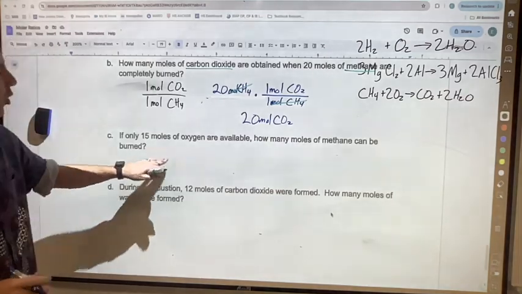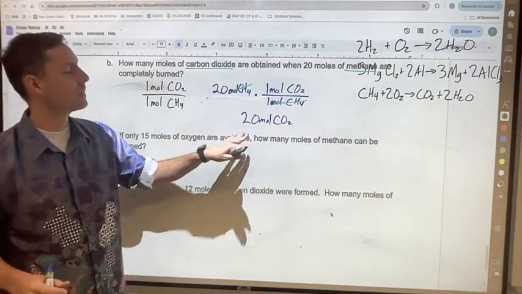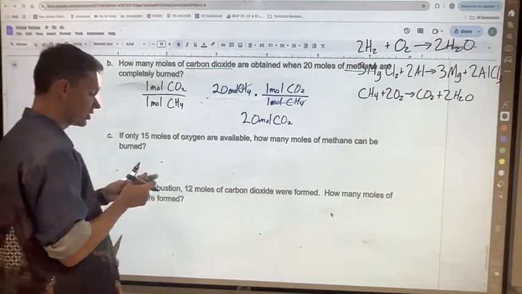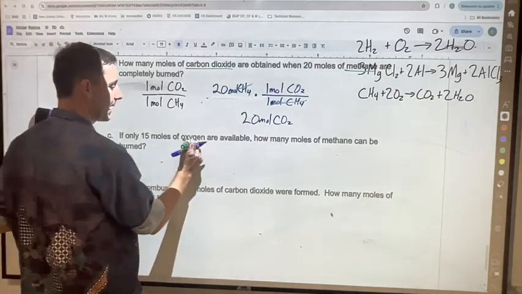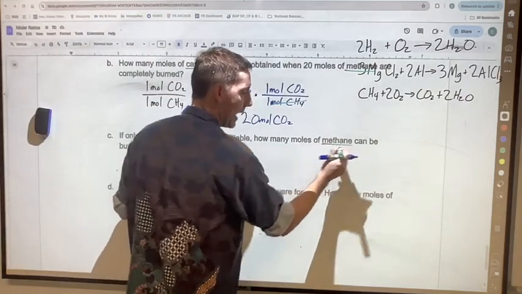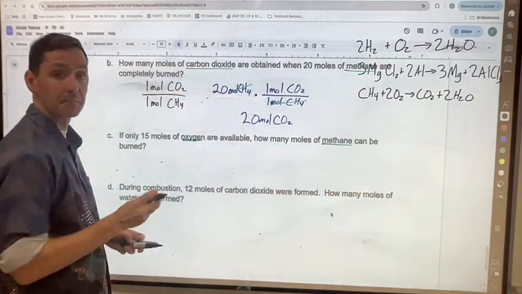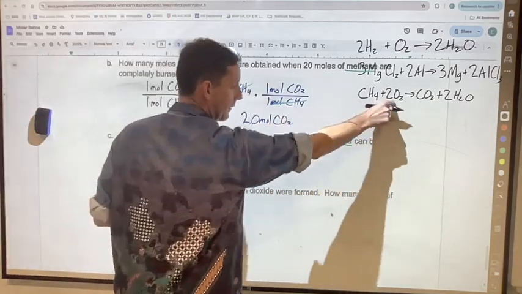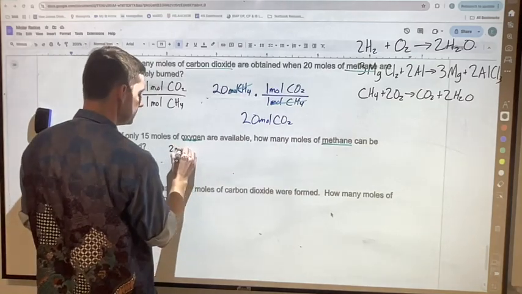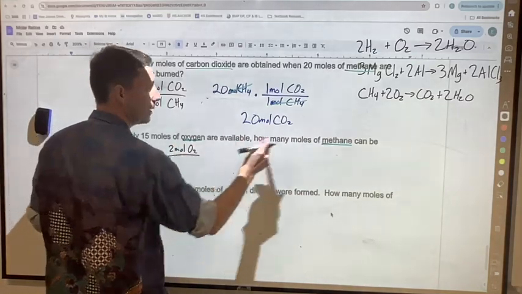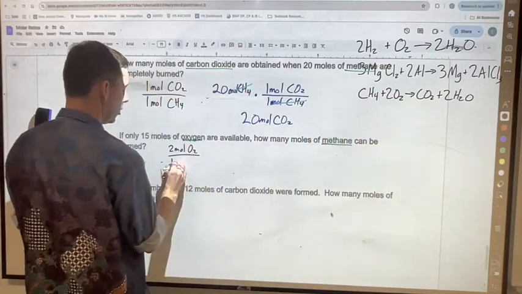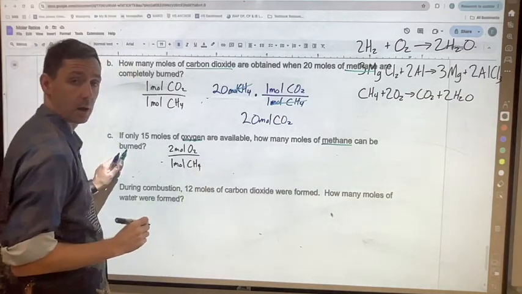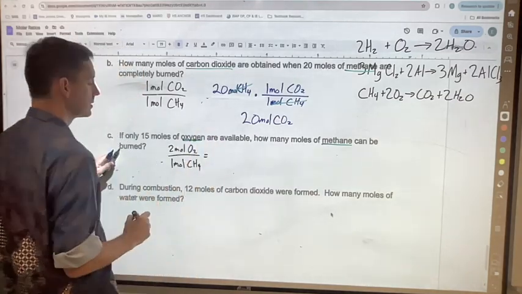Next one, if only 15 moles of oxygen are available, how many moles of methane can be burned? Okay, so again, here's our connection. We're looking at oxygen and we're looking at methane. So if I look at my balanced equation there, I can see that if I have 2 moles of oxygen, then I can react 1 mole of CH4. All right? So now we go equals, not equals.